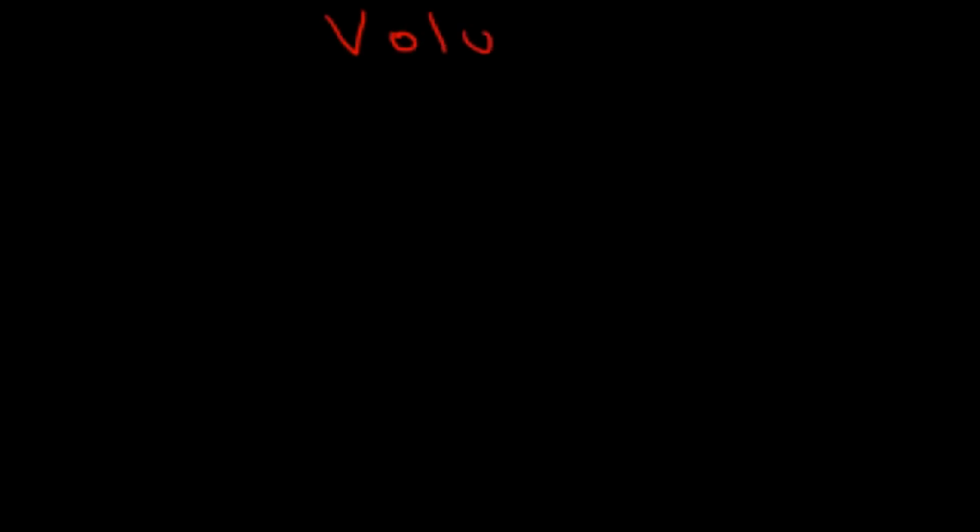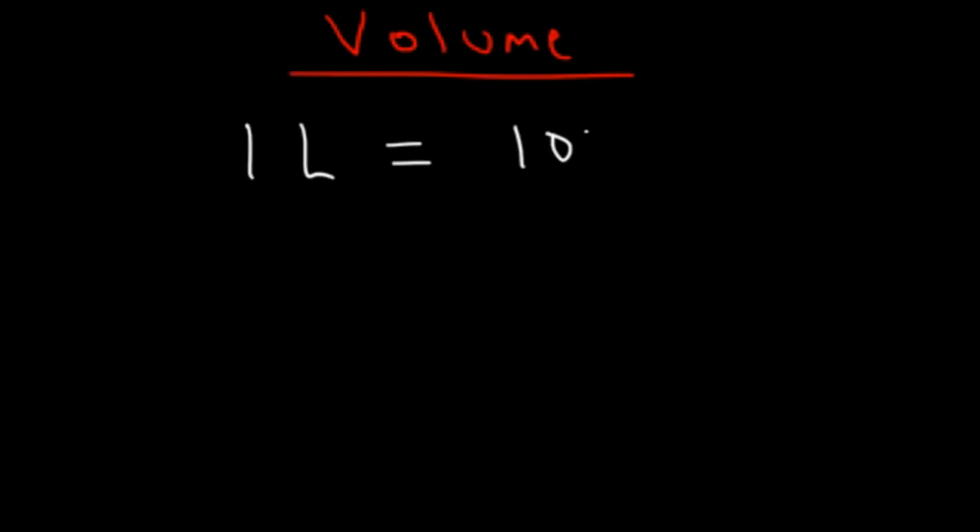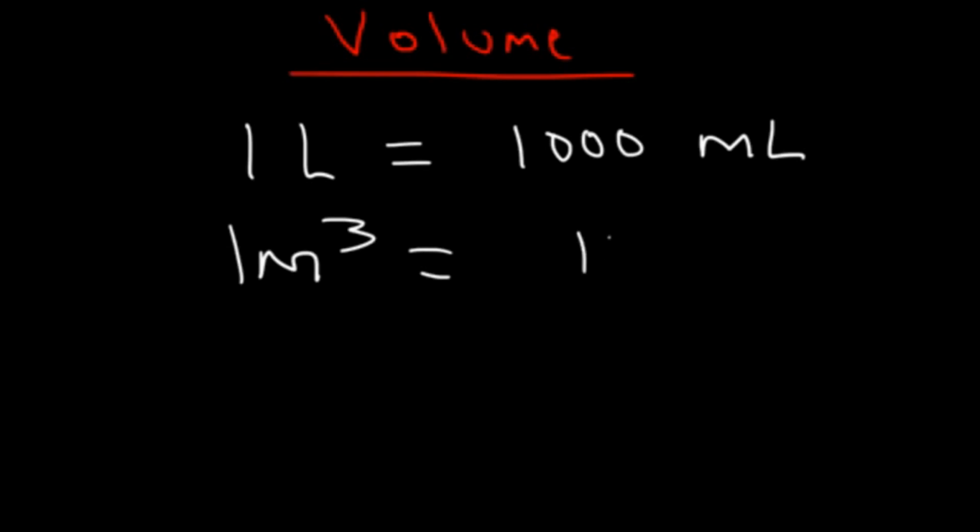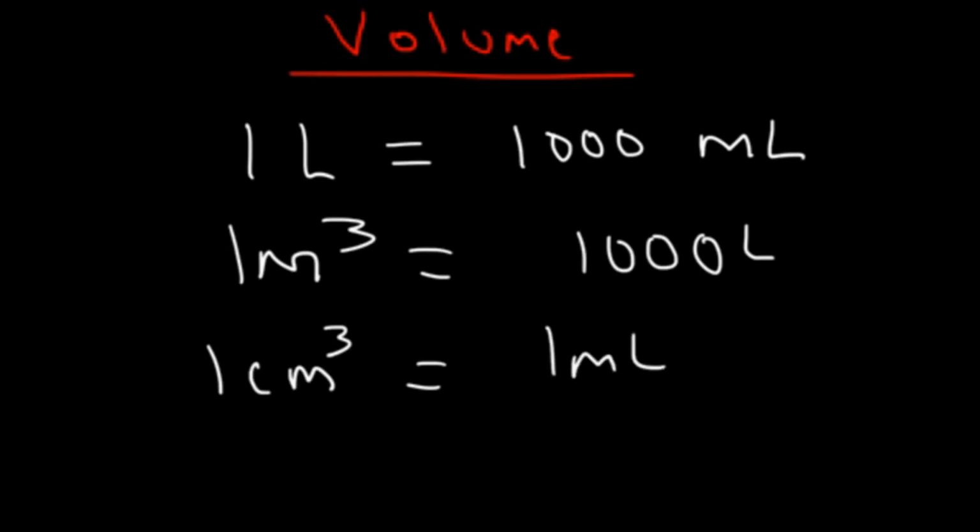Now let's talk about volume. Let's make a list of the conversion factors of volume. 1 liter is equal to 1,000 milliliters. 1 cubic meter is equal to 1,000 liters. And 1 cubic centimeter is equivalent to 1 milliliter. So those are the most common conversion factors that you'll see when dealing with volume.